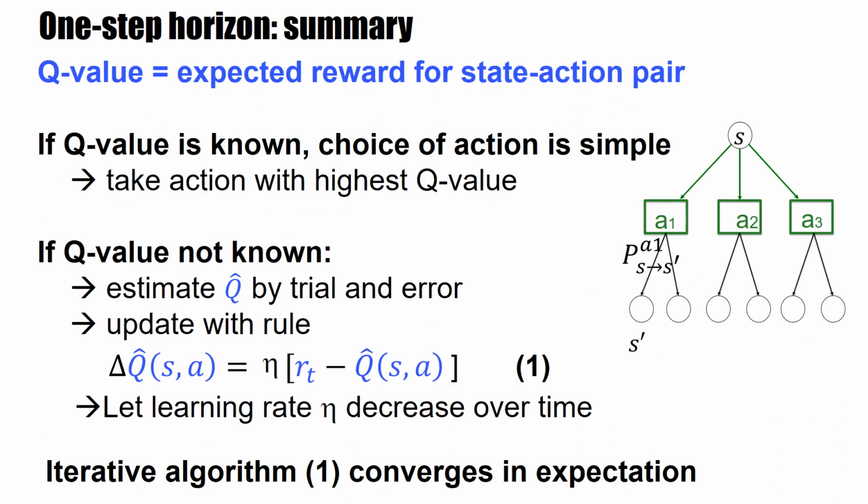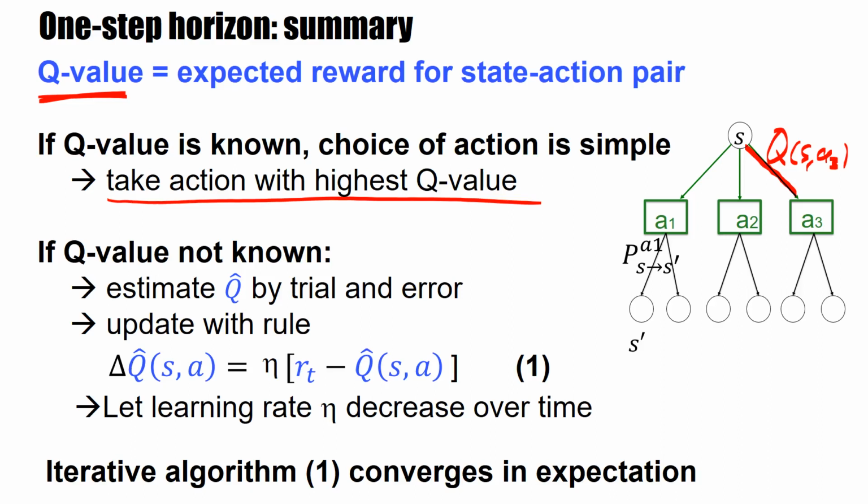So let me sum up. Q values are an important, fundamental concept. It's the expected reward for a state action pair, for one of these transitions, for example, Q of S A3. So it's really attached to this branch, the combination of S and action. And once the Q value is known, the choice of action is simple. You just take the action with the highest Q value. So you can just go greedy.